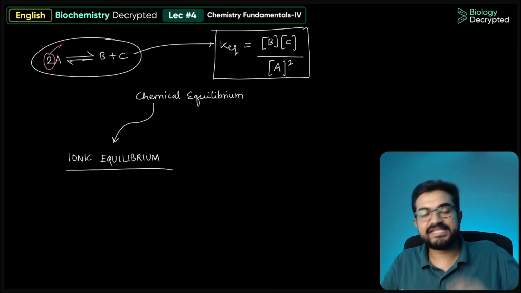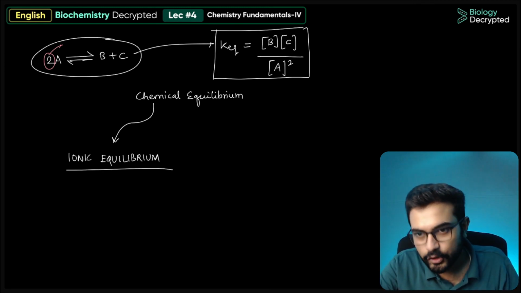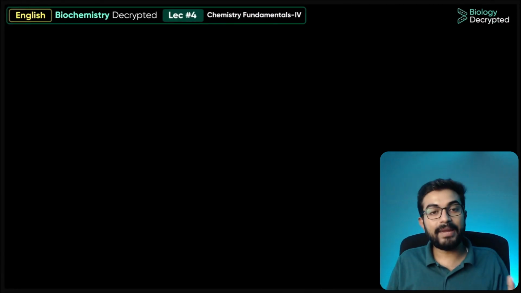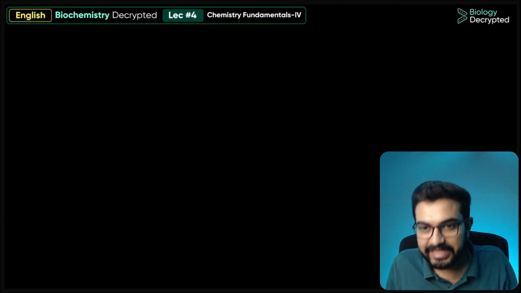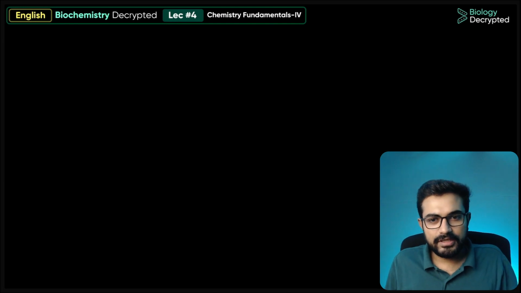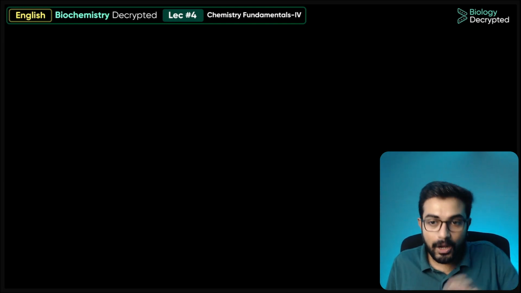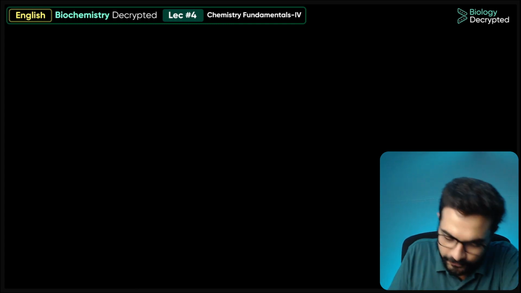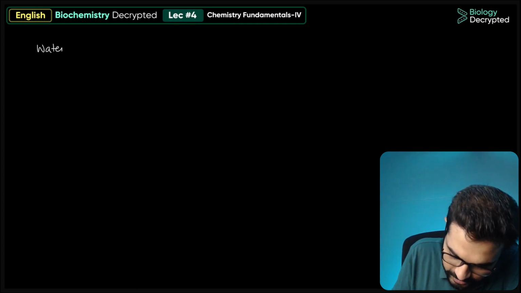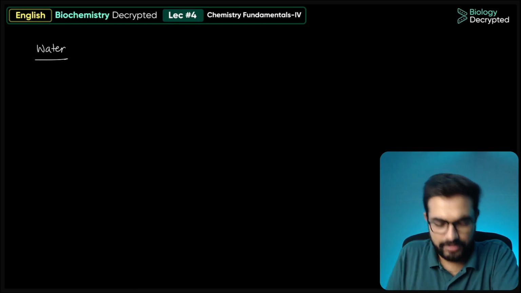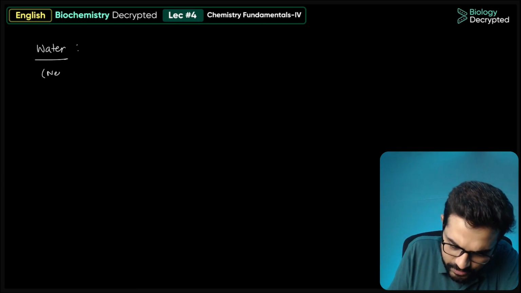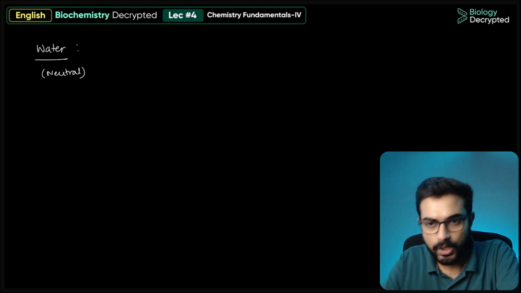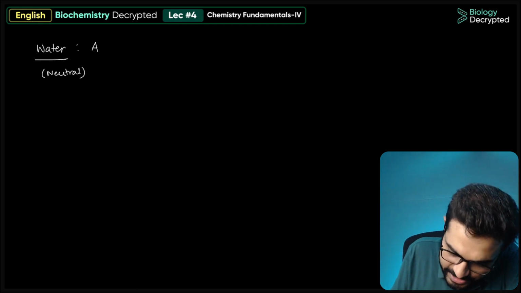Now, let's move forward. Let's talk about ionic equilibrium. Let's talk about water. Let's come back to the chemistry of water, and let's look at the chemical properties of water, how water gets ionized. Let's look at the ionization of water. So first of all, what is water? Water is basically, as you know, neutral. But there are two very important properties. Water is amphoteric in nature.